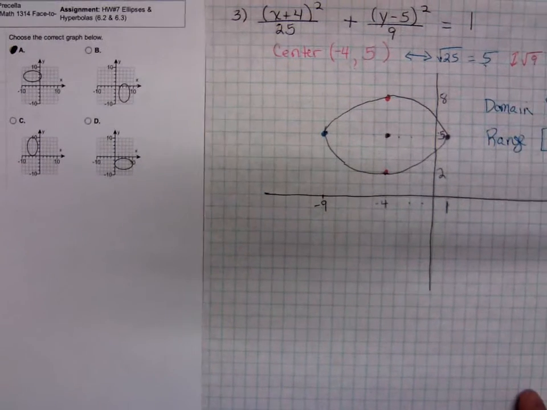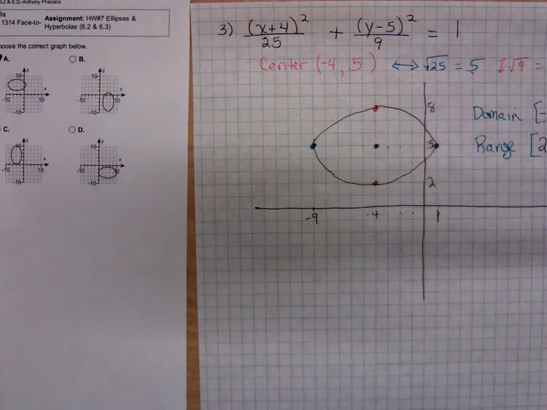So this is graphing an ellipse. An ellipse is sort of a flattened circle. Are there any questions?